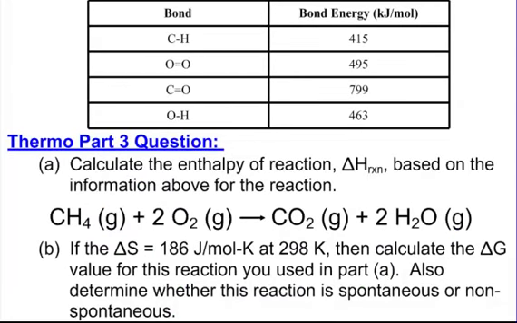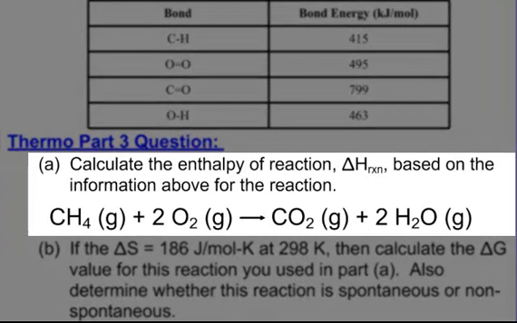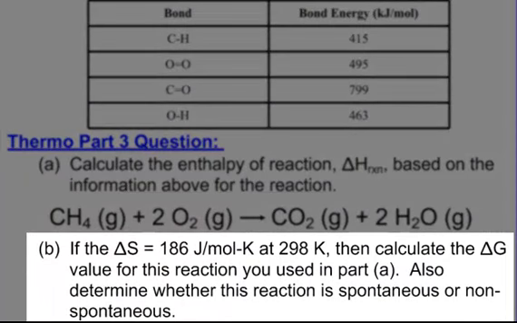This is your Thermo Part 3 question. I've given you a list of bond energies, and you are going to calculate the enthalpy of the reaction based on the information in the above table for the combustion of methane. And B says, if the delta S, the entropy, is 186 joules per mole Kelvin, keep in mind that joules, you might want to change that, at 290 Kelvin, then I want you to calculate the delta G value for this reaction that you used in part A. Also determine whether this reaction is spontaneous or non-spontaneous.